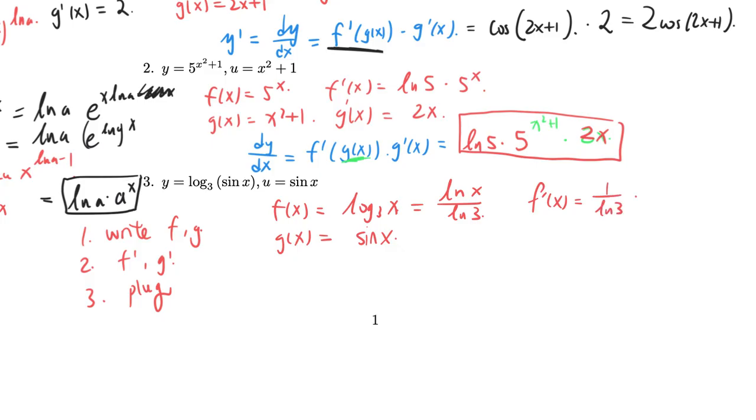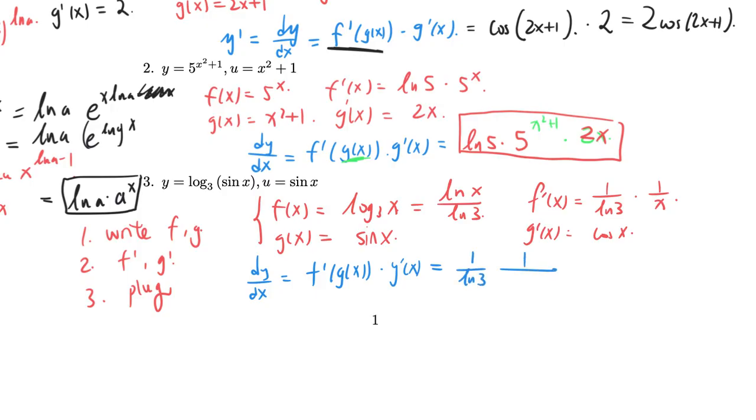And then the derivative of ln x is equal to 1 over x. Then g prime of x is just equal to cosine x, right? Like this. So then dy over dx we can evaluate as f prime of g of x times g prime of x. And that is equal to f prime, which is 1 over ln 3, 1 over g of x, sine x. And then we're going to multiply this with g prime of x, which is cosine x.